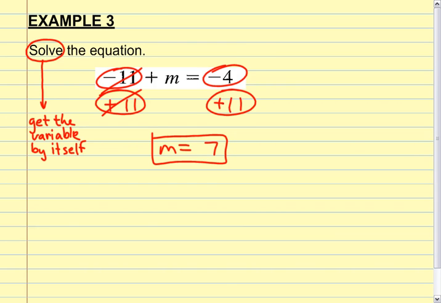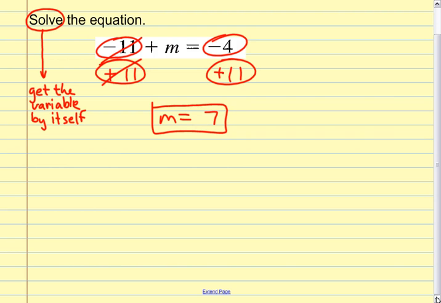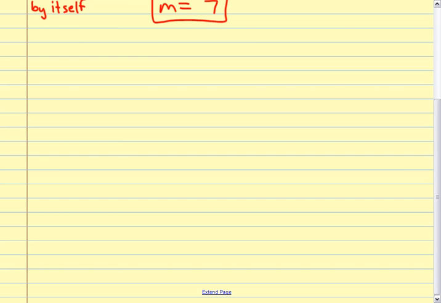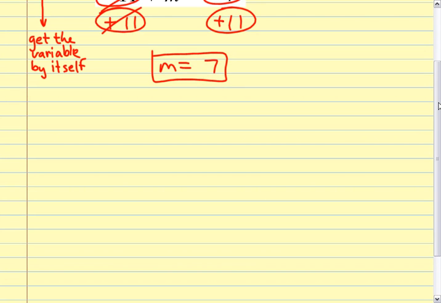I'm going to throw another one out there. How about this one? Remember, wait, what does solve mean? Raise your hand if you can tell me what solve means. What does the word solve mean for us? Pace? Get the variable by itself. Did I get the variable by itself? Yes. It's by itself on one side and numbers on the other, right? Okay, so I solved for M. M equals 7. All right, let me try something else.